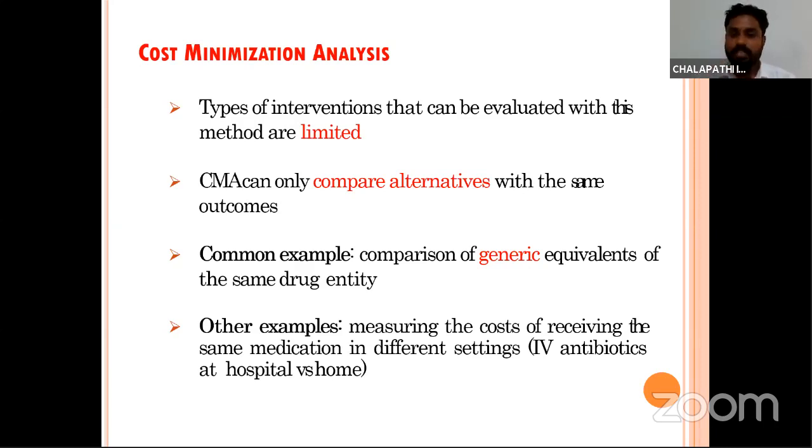As an example, you can calculate the generic equivalence of a branded drug, or you can compare IV versus per oral. But still, you should have evidence to say that both IV as well as per oral have the same efficacy and safety. If you can say that IV as well as per oral treatment of a particular drug have the same efficacy and safety, then you can go for a cost minimization analysis if there is a variation in the monetary aspects, or the cost. So this is the basic concept. For cost minimization, the condition is that both drugs should have the same efficacy, same safety, and the same outcomes. Then only will I go with cost minimization.